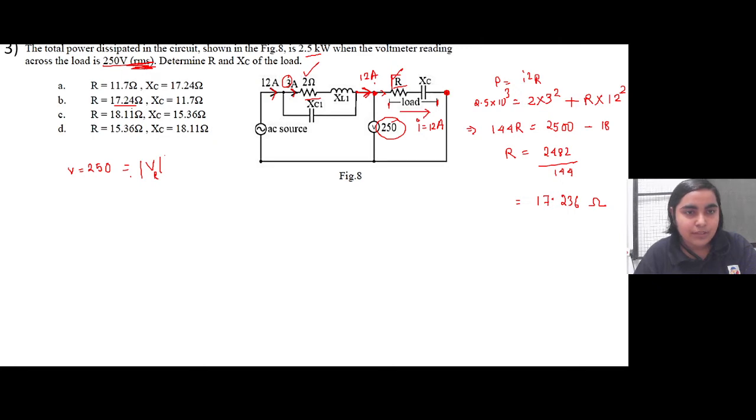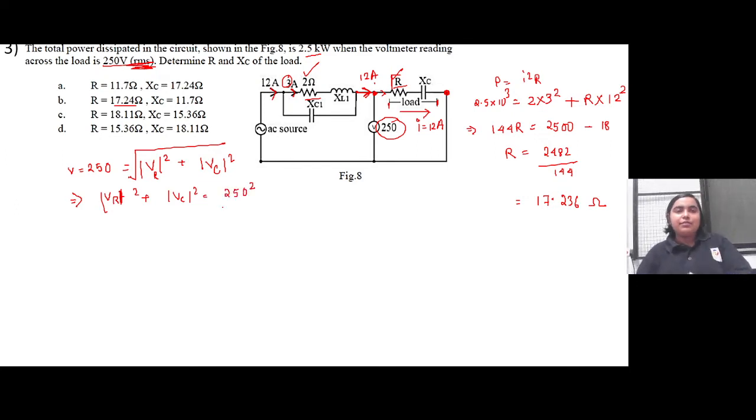Remember the word RMS. So root mean square is VR square plus VC square, right? So magnitude of VR square plus VC square equal to 250 square. In this kind of problem, it's very easy to miss out small information like the word RMS, and we end up equating in a wrong way. So remember, root mean square value is given.